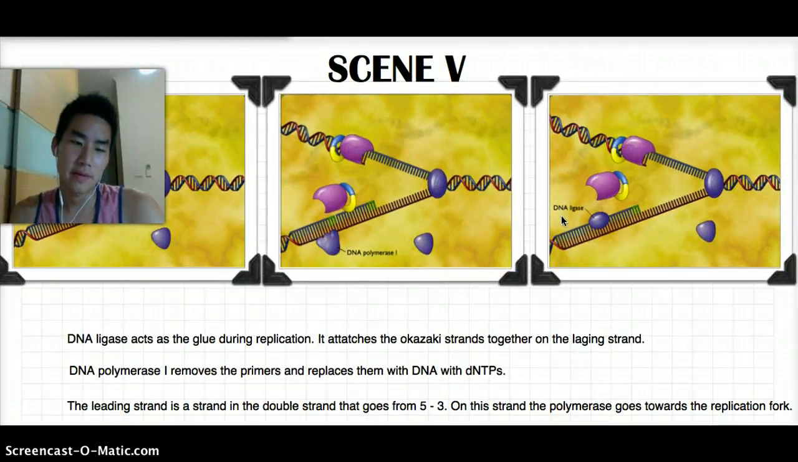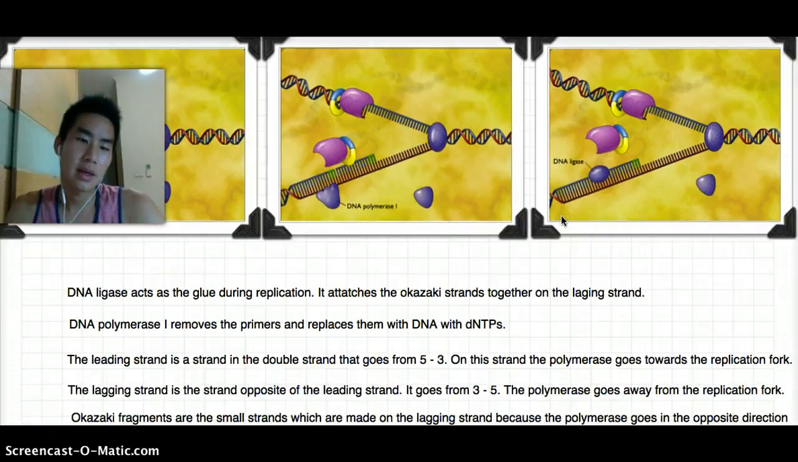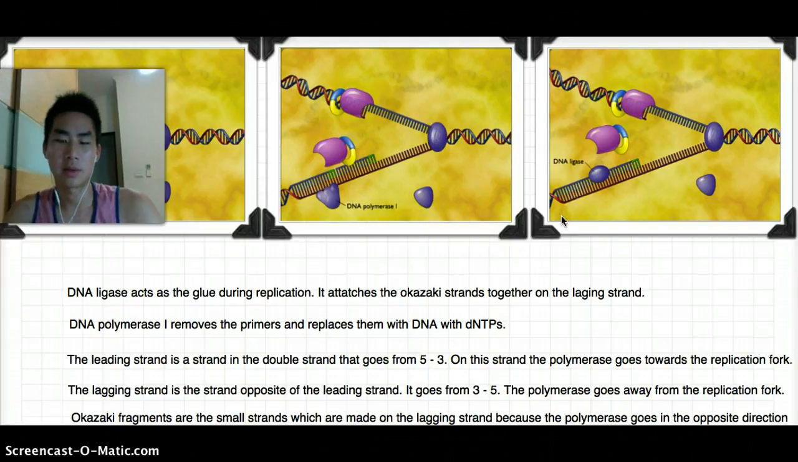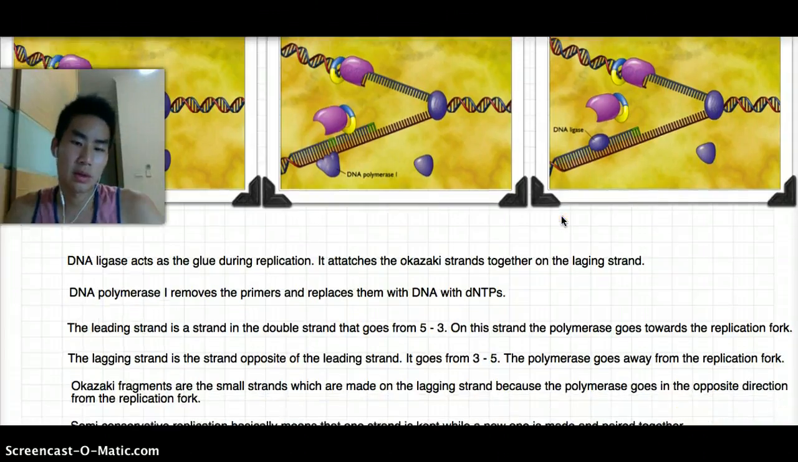Scene 5. DNA ligase is basically just the glue that is used to put together the Okazaki fragments during replication on the lagging strand. DNA polymerase I just removes the primers and replaces them with DNA and dNTPs.